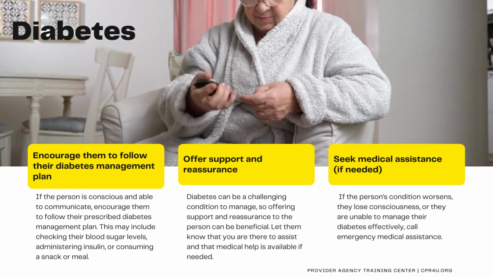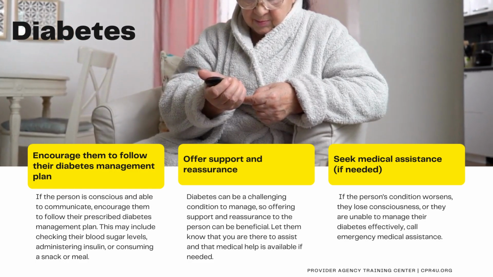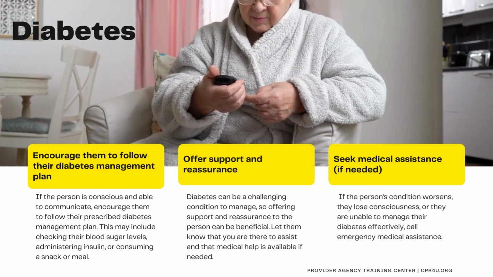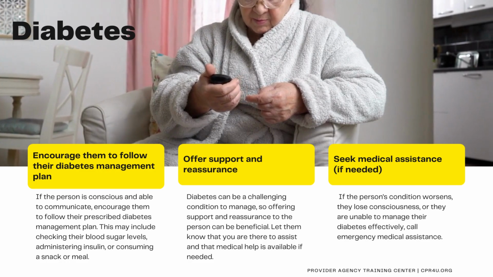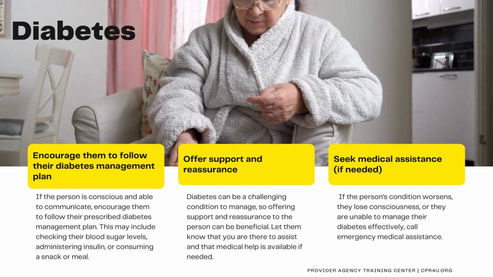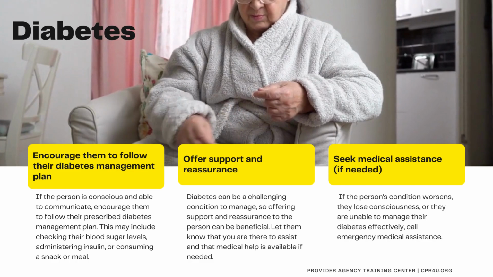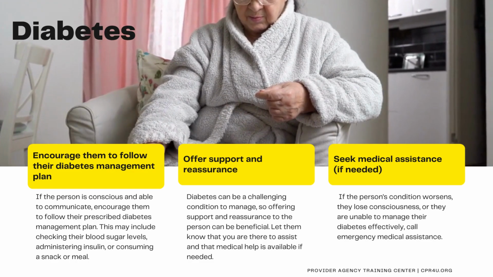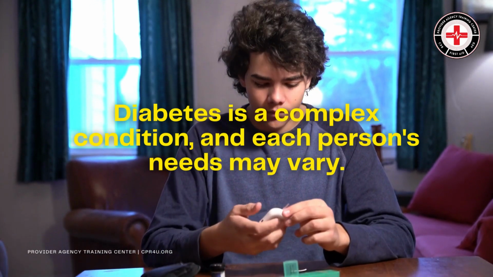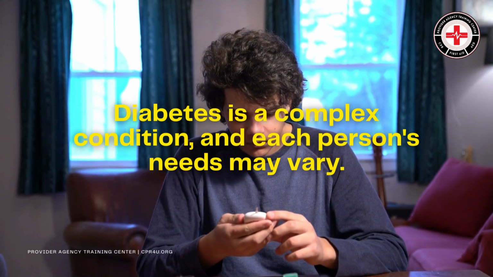This may include checking their blood sugar levels, administering insulin, or consuming a snack or meal. Diabetes can be a challenging condition to manage, so offering support and reassurance to the person can be beneficial. Let them know that you are there to assist and that medical help is available if needed. If the person's condition worsens, they lose consciousness, or they are unable to manage their diabetes effectively, call emergency medical assistance. Your role in first aid is to recognize the signs, offer assistance, and support the person in following their diabetes management plan.